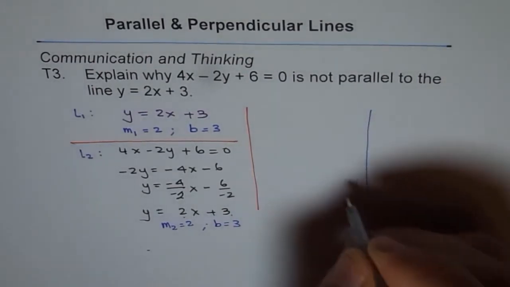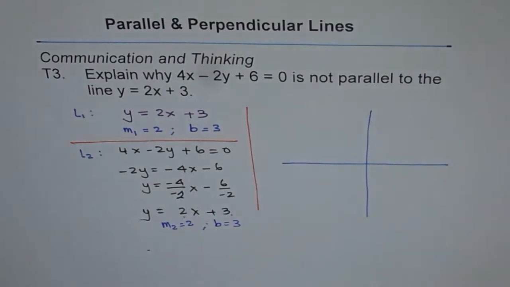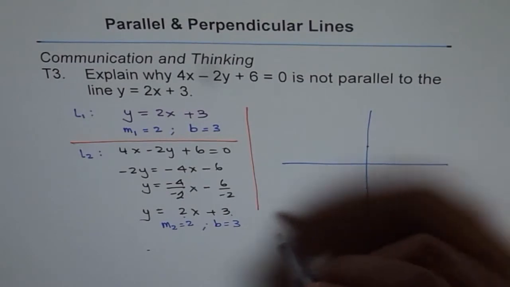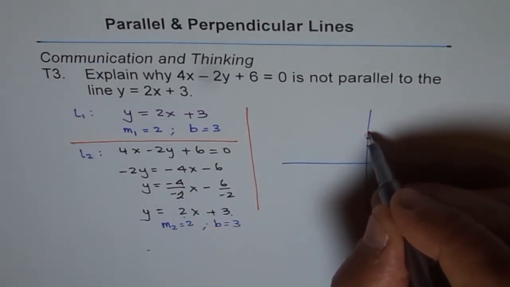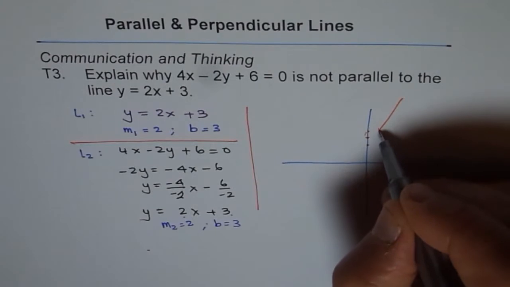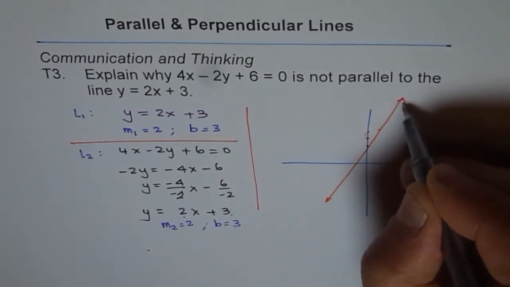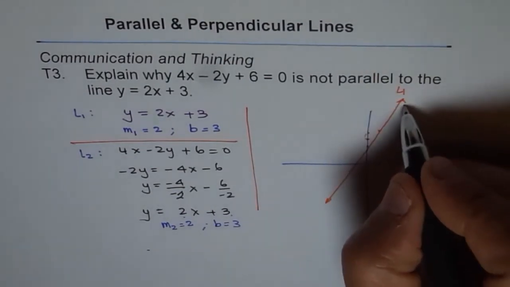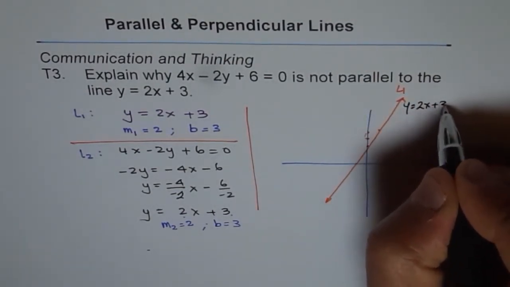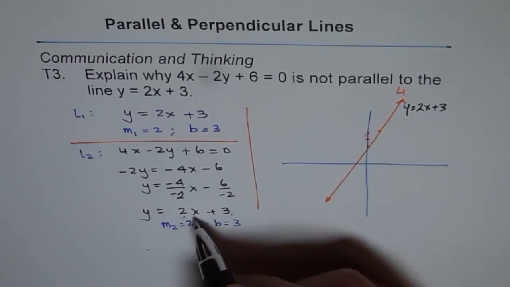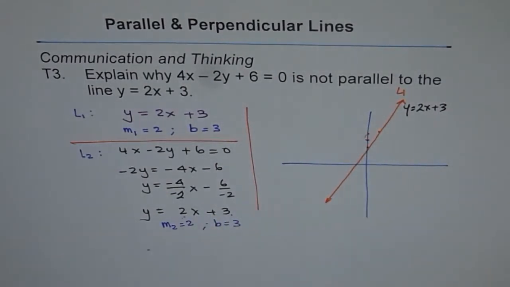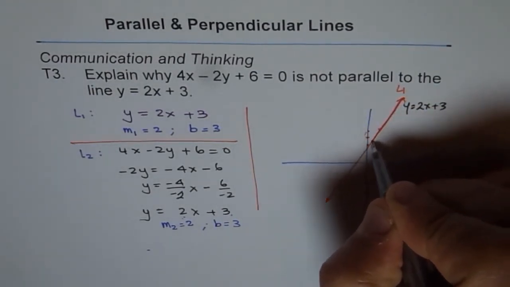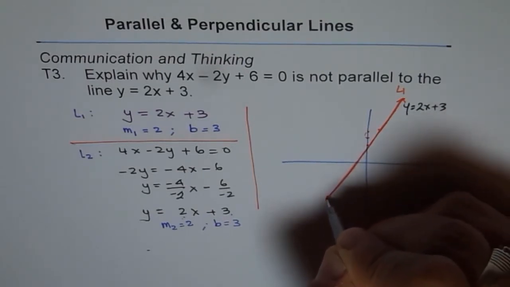So let me sketch it here to make it absolutely clear to you. It says y-intercept is 3. So let's say this is my y-intercept and slope is 2. That means rise of 2, run of 1. Let's say a line like this, correct? Let's say this is my line 1, and line 1 for me is y equals 2x plus 3. How about line 2? It is also 2x plus 3. So that means the other line overlaps. Do you see? It is on this line. It also goes through the same point.